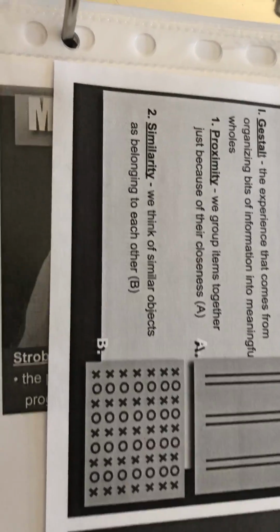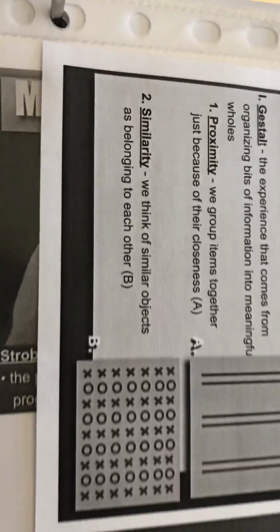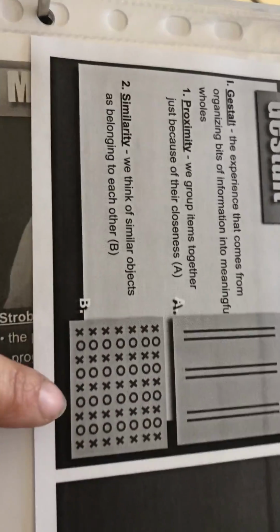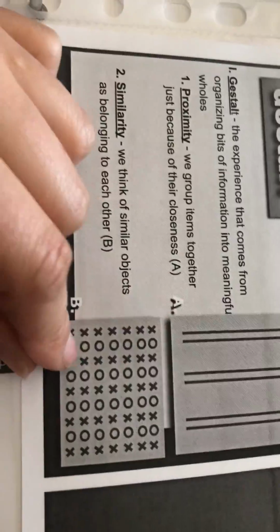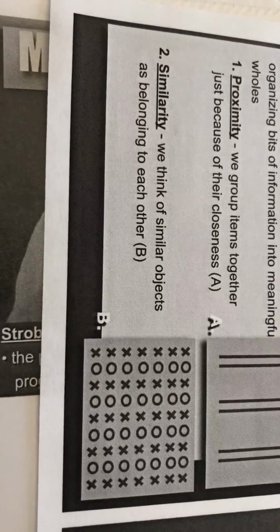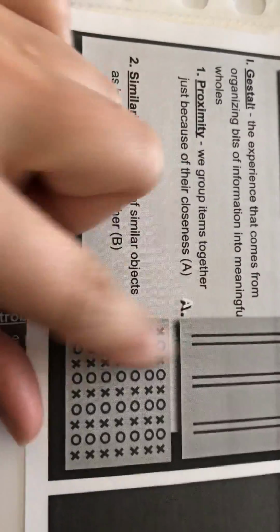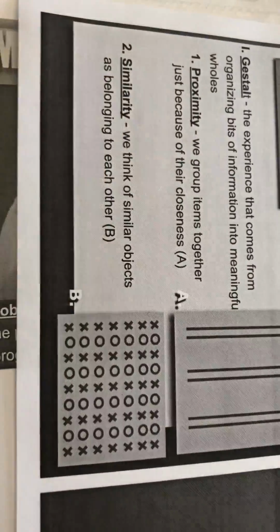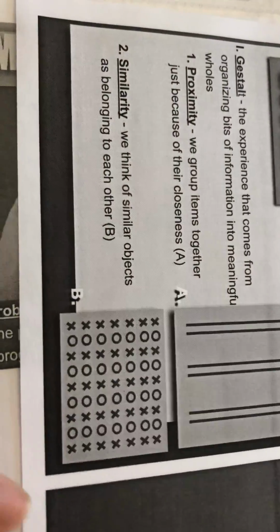The next one we're going to talk about is similarity. So we think of similar objects as belonging to each other. So we see a bunch of X's and O's here, and it looks like there is a row of X's, row of O's, row of X's, row of O's, because we're grouping things that are similar together into different categories. So a group of X's, group of O's, X's and O's, and so on. So it's proximity and similarity.